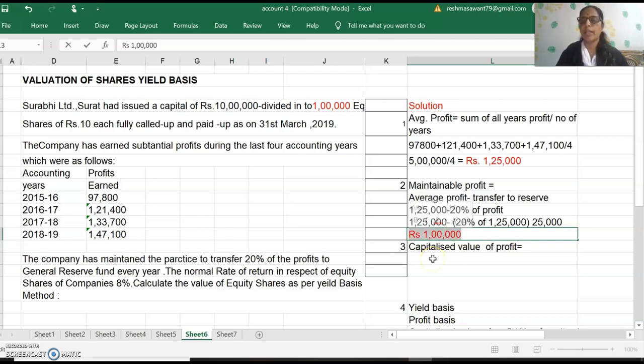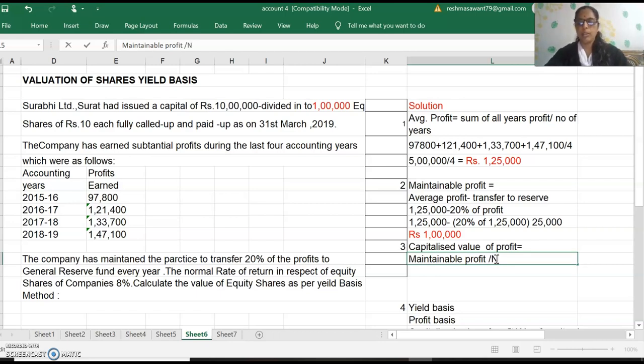Now calculate the capitalized value of profit with the help of a formula. Capitalized value of profit is equal to maintainable profit divided by NRR, that is normal rate of return, multiplied by 100. So this is the formula for capitalized value of profit.